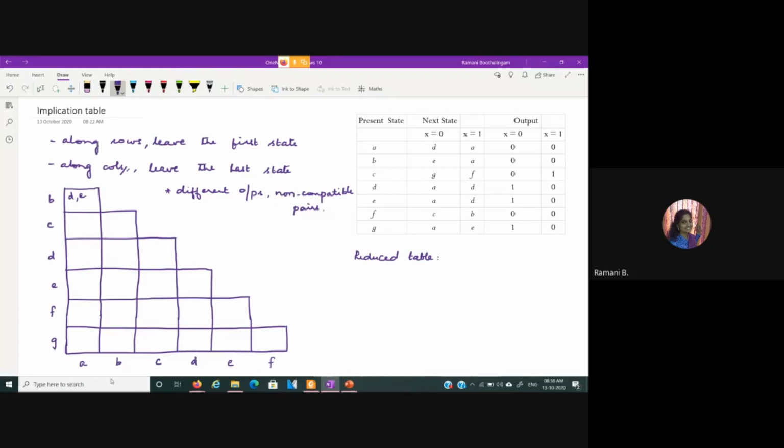Then comparing A with C. Here for any given input condition, the outputs are different. For A, you have 0, 0. For C, it is 0 and 1. So it is not compatible. So you mark it with an X mark. The non-compatible pairs are marked with cross marks in the implication table.